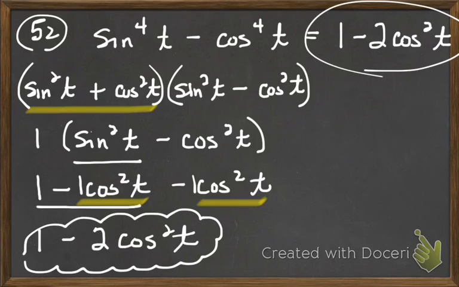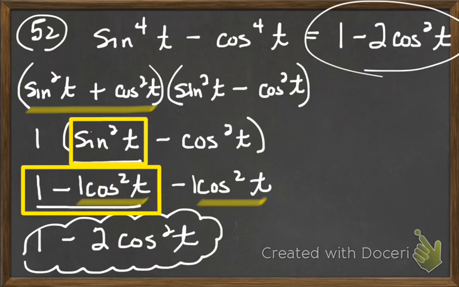Sine squared needed to go away because I had no sine squared on the right-hand side. I replaced it with 1 minus cosine squared. I substituted 1 minus cosine squared in the place of sine squared. Then I had 1 minus cosine squared minus cosine squared. Those were like terms. Combine them.